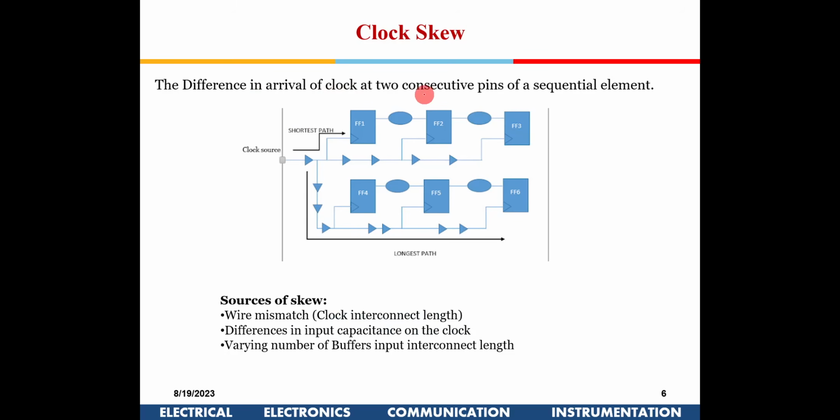So like this we discussed why there should be clock mismatch. Because if you see in this particular circuit, there are several buffers which have been inserted. Okay, so this is the longest path, this particular flip-flop. So when you make a VLSI chip, there could be many buffers, and the length of the wire is also different from flop to flop, the length of the wire which is bringing in the clock to that particular flip-flop. So a wire mismatch, difference in the input capacitance of the clock, varying number of buffers in the interconnect. All these things will cause a skew.